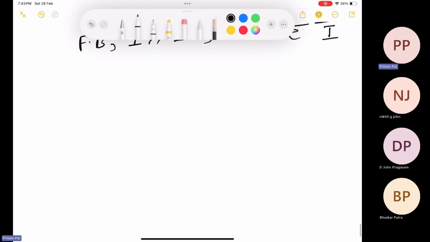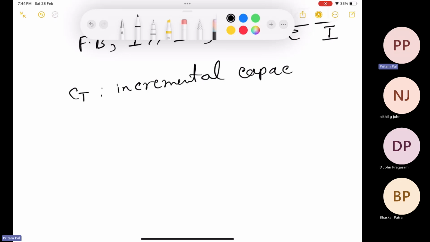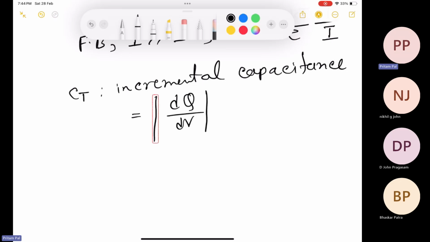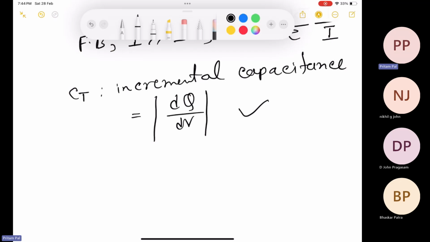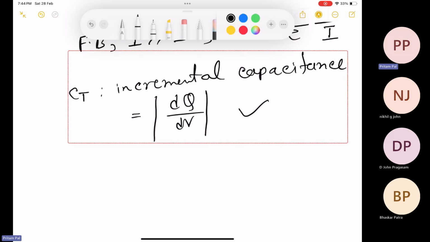There is another term called CT, which is called incremental capacitance. Incremental capacitance is just dq/dv. Okay, you can keep this in mind. So we will try to derive what the expression for this dq/dv will be.